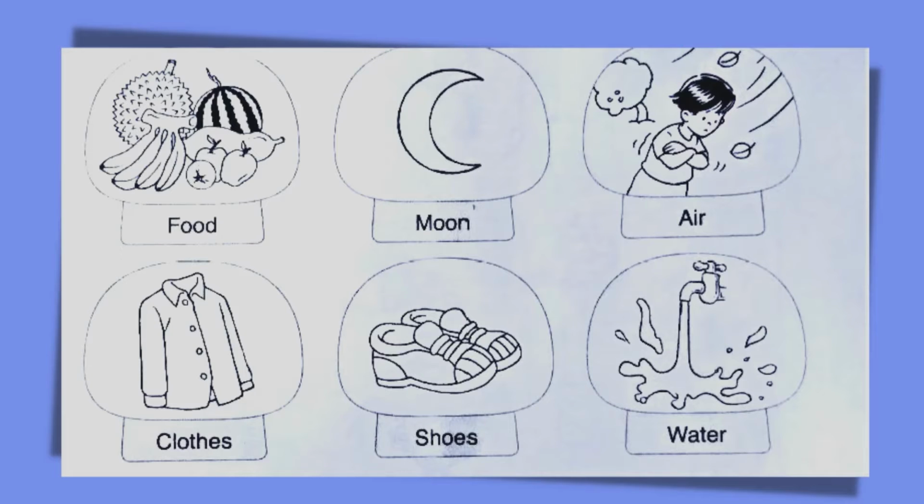Okay, next. So this one, Teacher Sasa will read to you the name of the pictures. And you will color the things that the animals need. Okay? So the first one here is food. One more time, food. Next, moon.